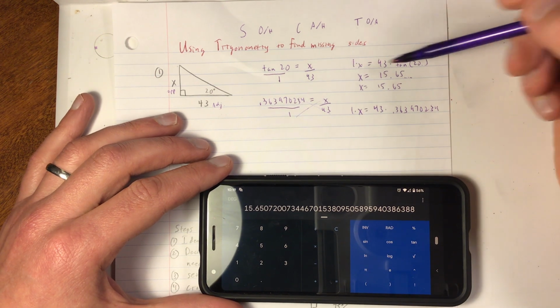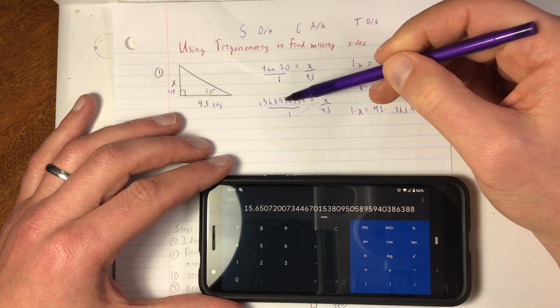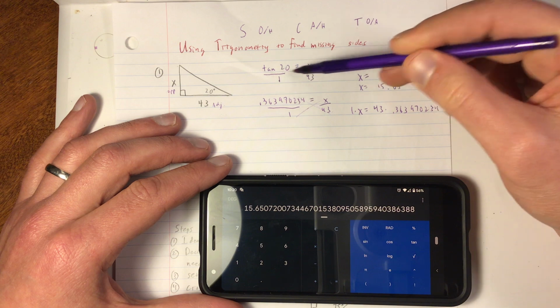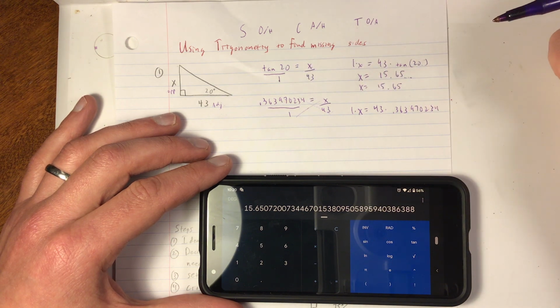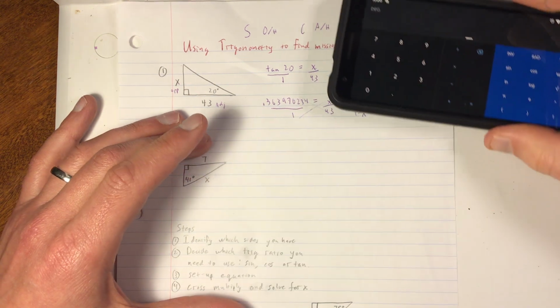So you got your choice here. You can write it like this and then just multiply in your calculator, or you can get the decimal first, but still, it's just set it up and then you cross multiply. That's all you got to do. All right, clearing out my calculator.